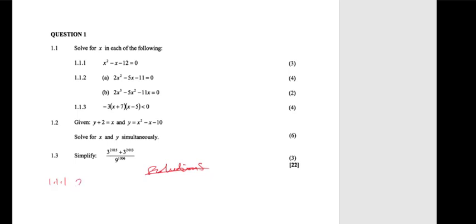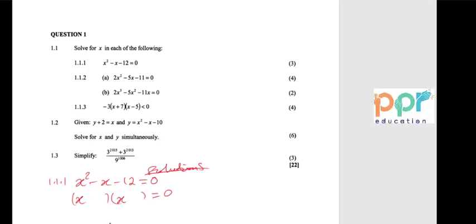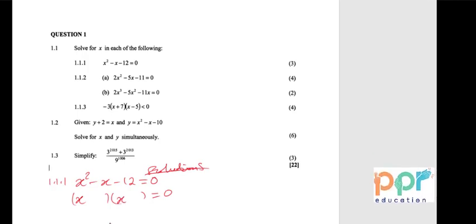1.1.1, sinikeza x squared minus x minus 12 is equal to 0. So we need to factorize. So this can be factorized. We will see x squared, it's x times x. Factors of 12 are 4 times 3, and the constant is negative 12.